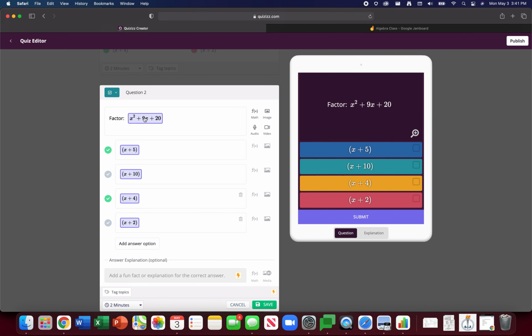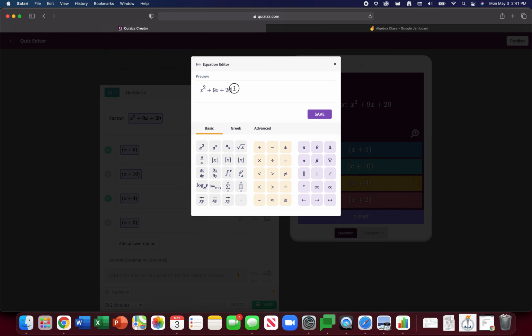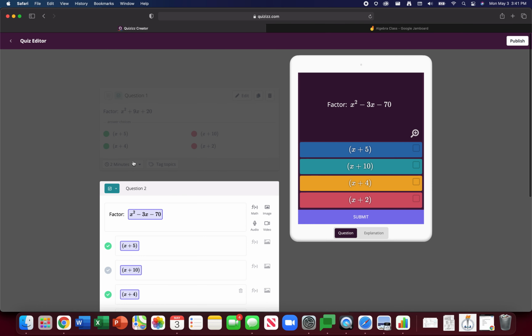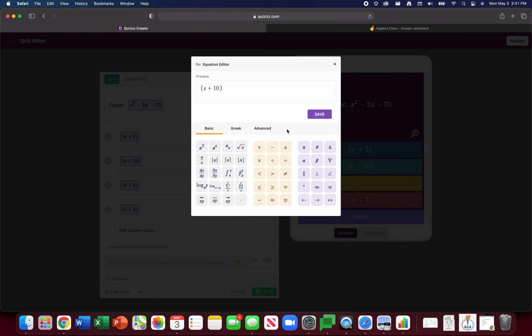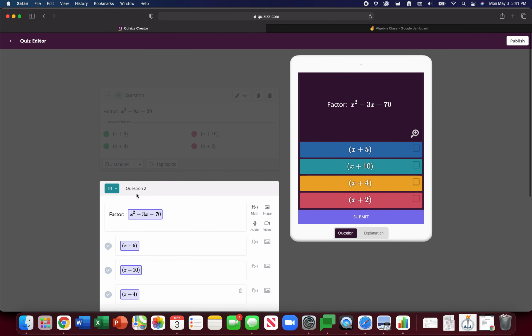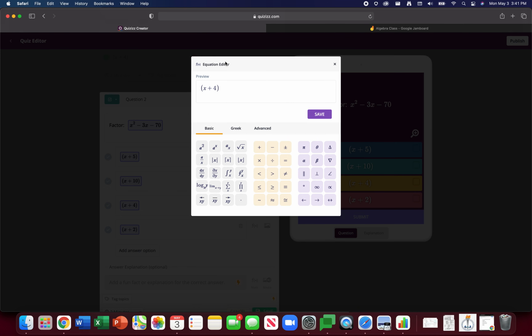So I'm going to go here and watch what I do. I'm just clicking on this equation. It'll let me edit it. And this time my equation is x squared minus 3x minus 70. I'm going to click save. Okay, now I want to put in my correct answers. Now I don't want to put them in the same positions as last time, right? Because I want to be tricky. So I'm going to put my correct answers in these last two options here.